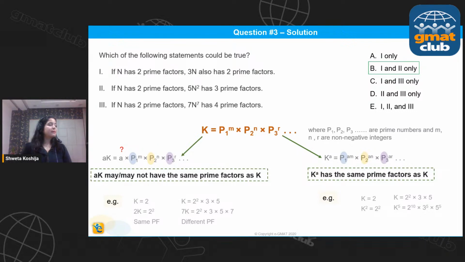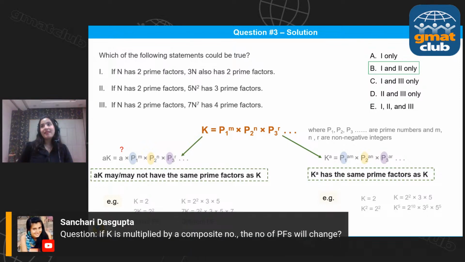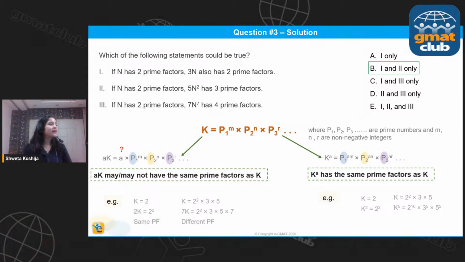Sanchari says, if k is multiplied by a composite number, then will it change? Good question, Sanchari. But again, say you multiply by 6, and the prime factors that you're giving are 2 and 3. If both of them are already a part of k, then again, it won't change. So it's the same logic, whether it's one prime factor you're giving or 2 or 3 or whatever, it just is already there or it's not already there. Extra thing here is, if I'm doing 6, it may increase my number of prime factors by 2 because of 2 and 3 both not being already a part. I hope that helps.